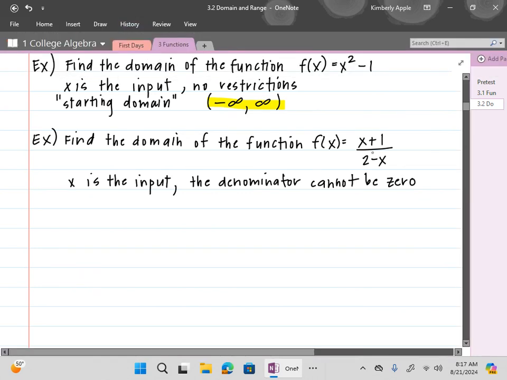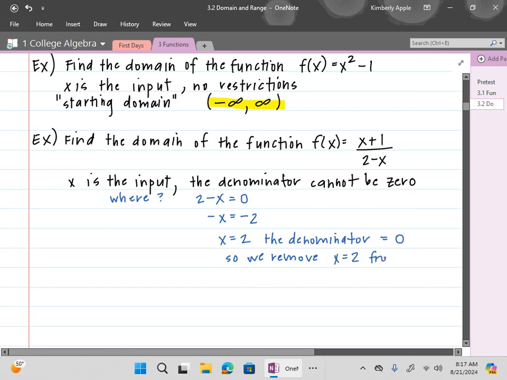Therefore, let's figure out where this will be equal to 0. So the question I'm asking is, where is 2 minus x equal to 0? And then we can use the miracles of high school algebra to figure that out, right? So this would be -2, dividing both sides by -1. So at x equals 2, the denominator is equal to 0. This is not allowed, so we remove x equals 2 from the domain.